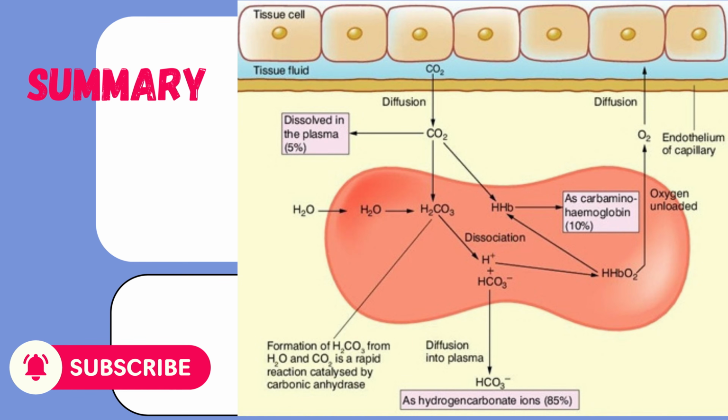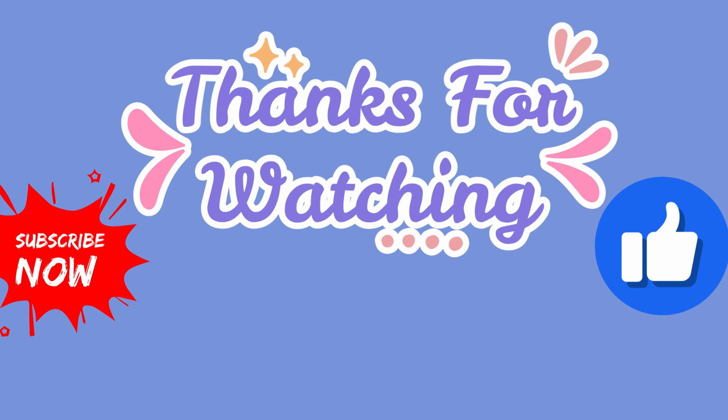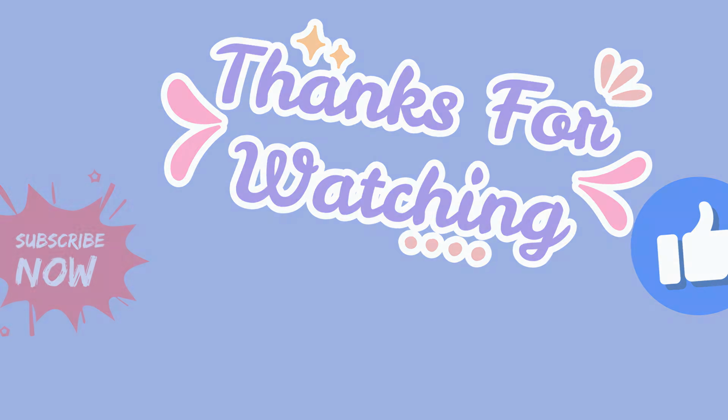So this is just a summary showing how carbon dioxide is transported. As you can see, we have talked about the three ways: in physical solution, and in combination with hemoglobin, where we form carbaminohemoglobin, which is only 10% of the carbon dioxide being transported. Physical solution accounts for 5%, and the largest percentage of carbon dioxide is transported in the form of bicarbonate ions.